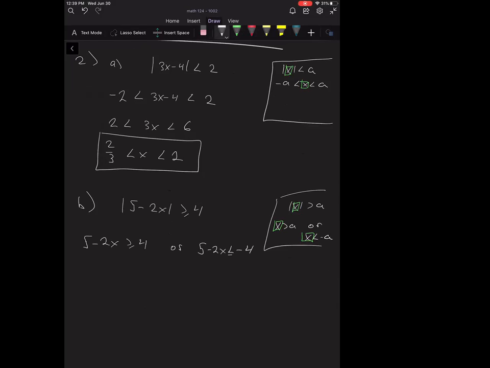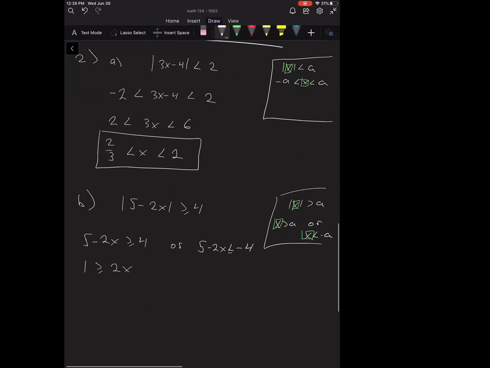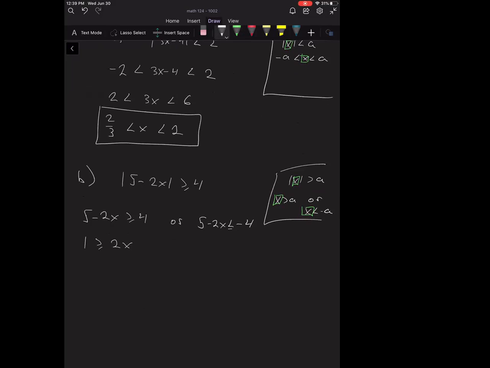On the left-hand side, what we can do is add the 2x over, subtract the 4 over, so we get 1 is bigger than or equal to 2x. Then we can divide by the 2, so we get 1/2 is bigger than or equal to x. On the right-hand side, we add the 2x over, add the 4 over. 9 is less than or equal to 2x. Divide by the 2, 9/2 is less than or equal to x. So this will be our answer.